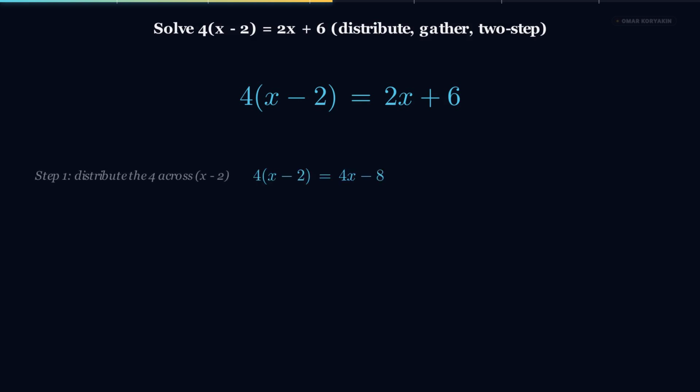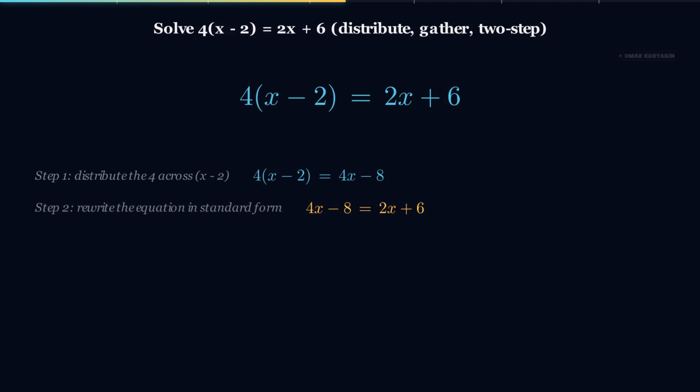Step 1. Distribute the 4 across the parentheses on the left side. 4 times the quantity x minus 2 becomes 4x minus 8. The equation is now 4x minus 8 equals 2x plus 6, with parentheses gone and the variable still on both sides as expected.